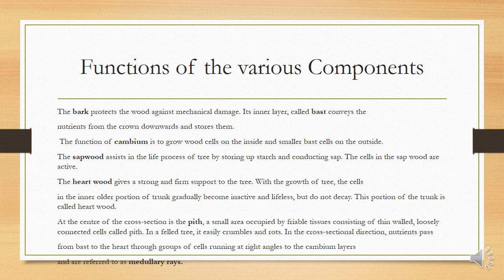They're actually living cells. The heartwood is the darker part in the cross section. It contains inactive cells. They usually contain minerals, and they are dead. That's the reason why the heartwood is darker than the sapwood. At the center of it, we have the pith. The pith is the part which, when a tree falls, easily crumbles and rots. It's at the core of the tree.